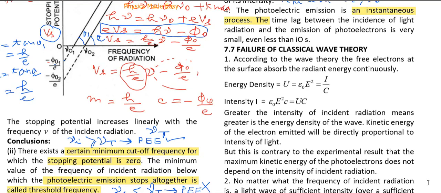We were doing the photoelectric effect, and in my last lecture we went through a few points of the laws of photoelectric emission. Now, first I will go through the failure of classical wave theory, and then we shall proceed to the photoelectric equation, on which the Nobel Prize was given to Albert Einstein.